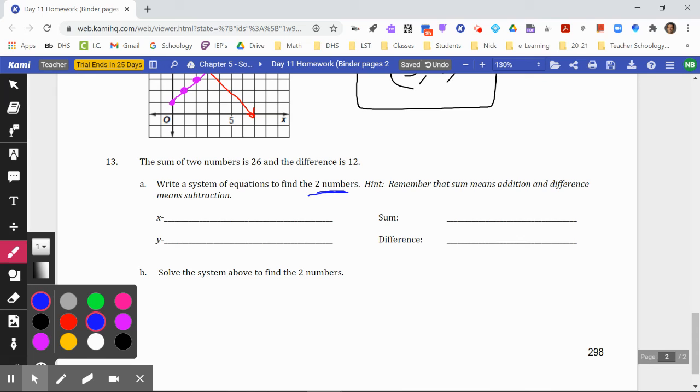All right, so again, we're looking for two numbers, right? So that's what our variables are going to be when we define them. We're going to say x is going to be that first number, whatever number that is. And then we're going to say our y variable is going to be that second number.